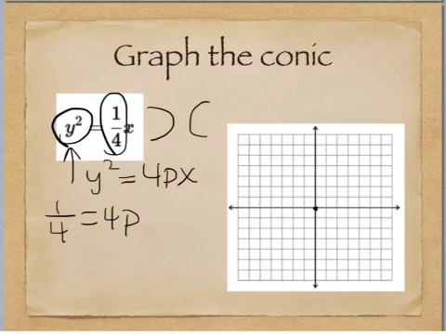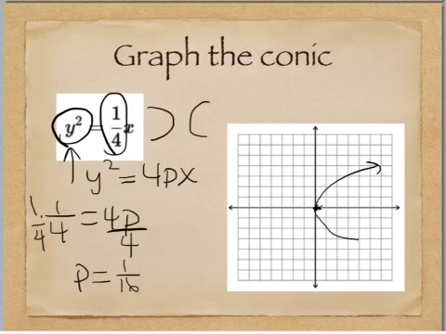And then to get the p by itself, we would divide both sides by 4, which is the same thing as multiplying by 1/4. So the p, or the focus, is at 1/16. And that's positive, so 1/16 is pretty close to the 0. And so our graph is going to open up this way, and our directrix is going to be at negative 1/16, or something right about there.